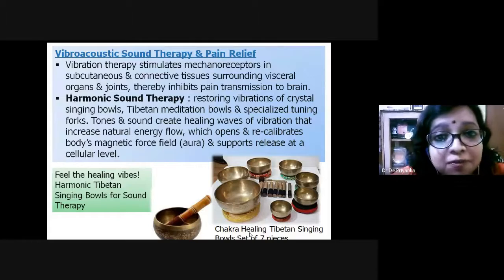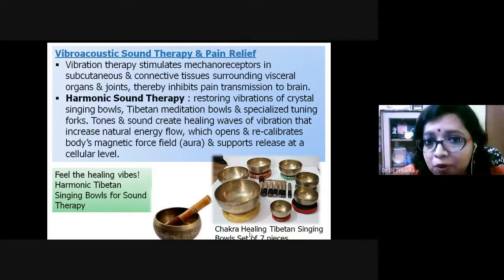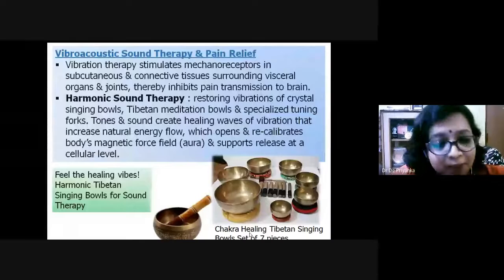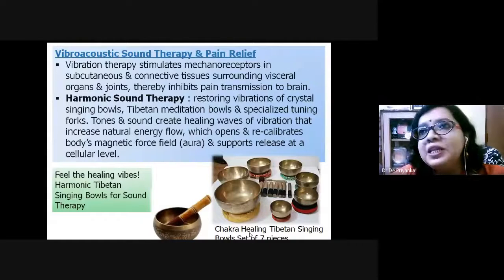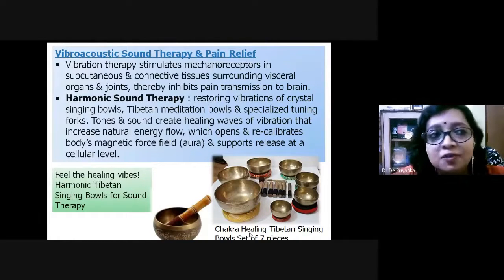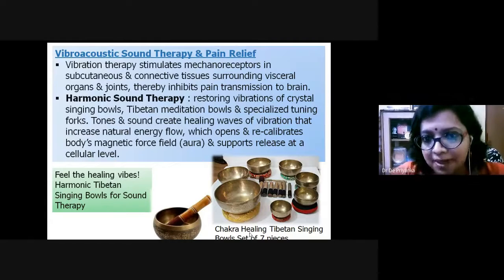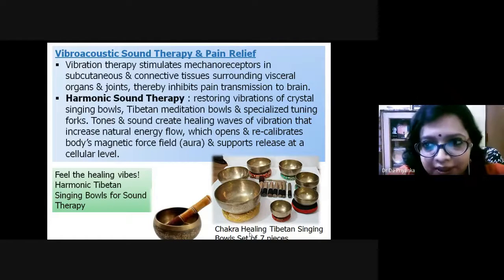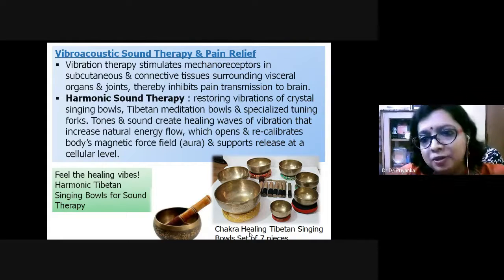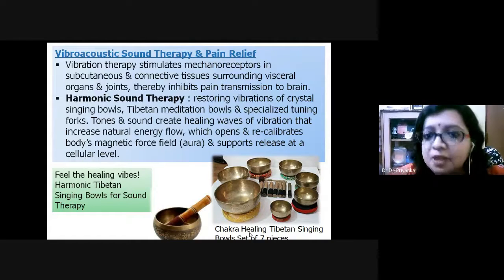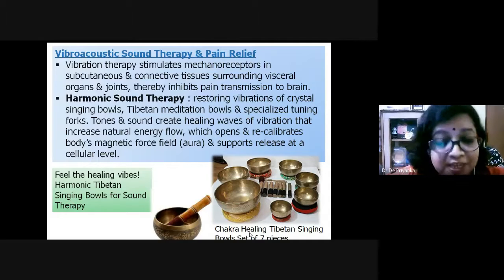Before that, I would also like to mention a very interesting aspect which has been proved scientifically. We call it vibroacoustic sound therapy, or harmonic sound therapy. This is again based upon the belief that every material in this universe has its natural vibration capacity. Its harmonicity is there. So the therapy is to restore the natural vibration through crystal singing bowls and Tibetan meditation bowls. You can see the picture here.